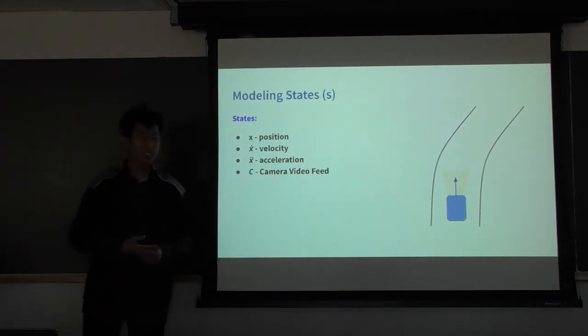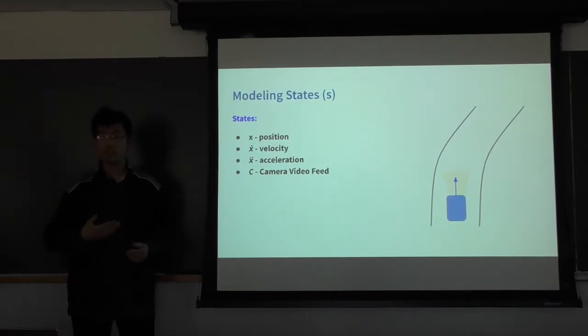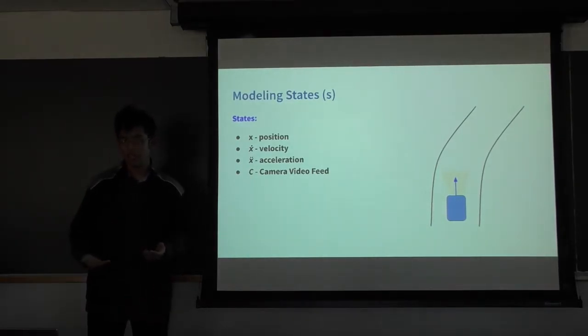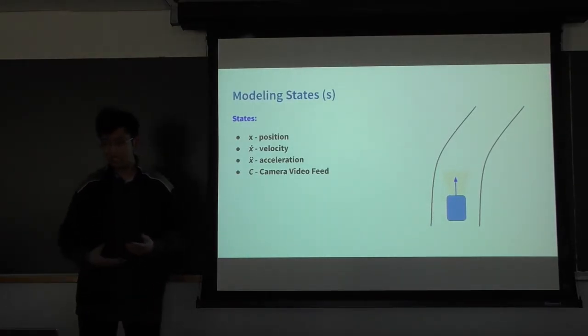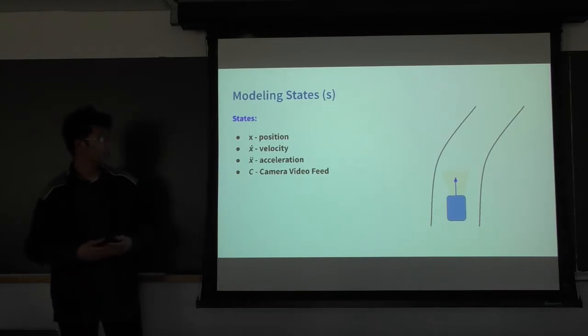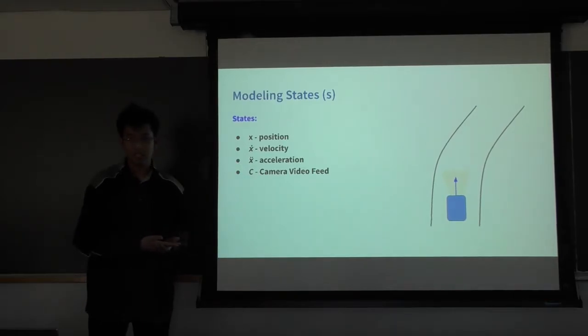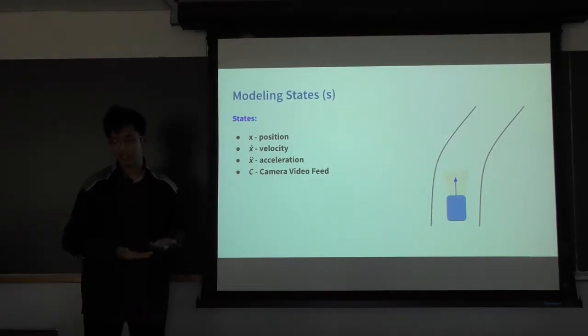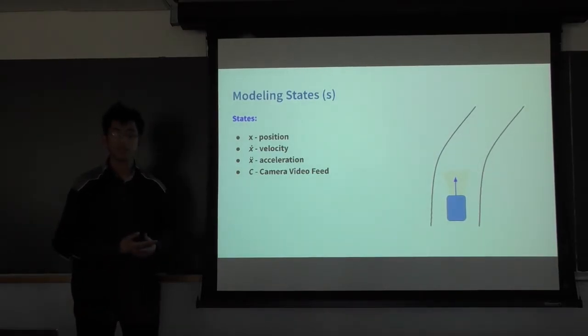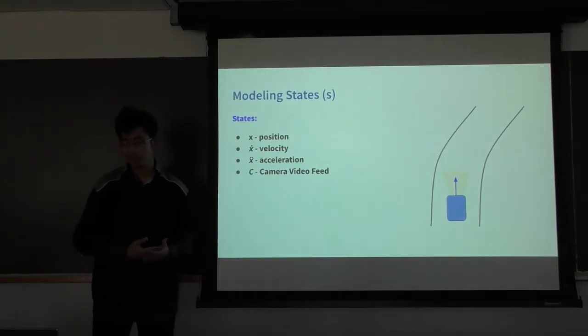So first, modeling the state. You can model the state with the position of the car, which can be X. You can model the state with the velocity of the car and the acceleration of the car. For even more information, you can have the camera video feed to recognize obstacles on the road.